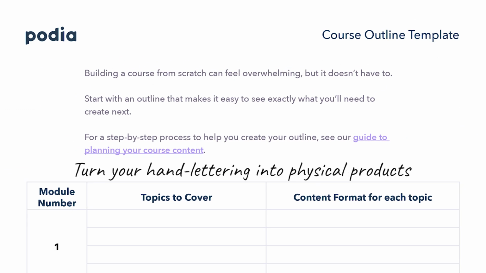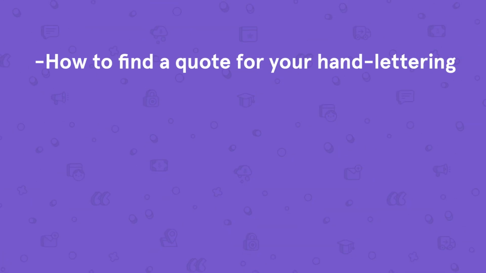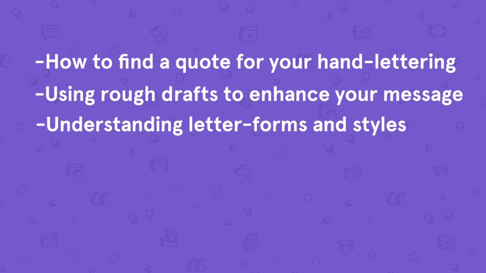Now that we know the outcome we're trying to produce, we can break that outcome down into its component parts. Think of the various steps involved in producing the final result. Your student will need to find a good quote that they can turn into a hand lettering piece. They'll want to make rough drafts to find out how best to organize their text to make their message stand out. You'll want to give them specific pointers on letter forms and styles.